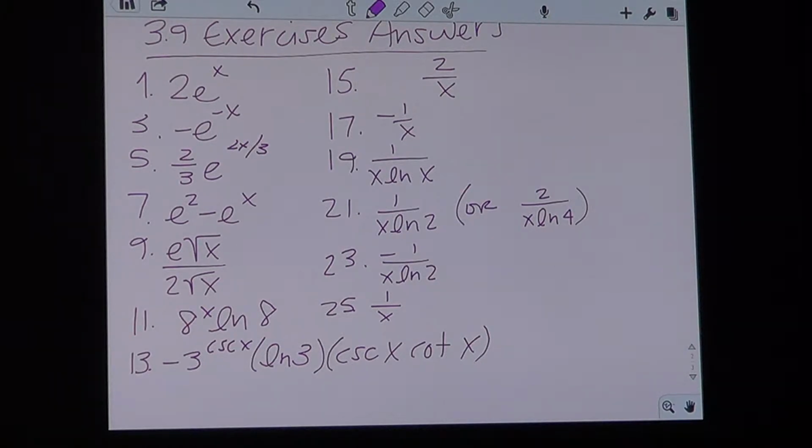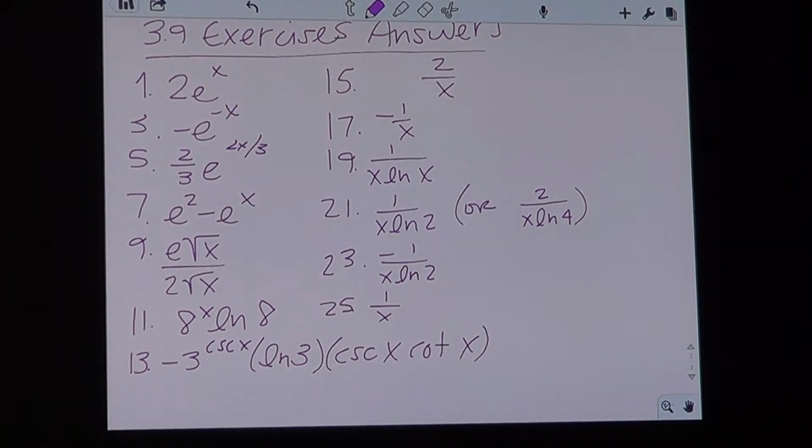13, I have the same exact answer, but why is it negative? Yeah, me too. Is it because the derivative of cosecant is negative? Maybe I'm wrong. Oh yeah, it is. That's why. Okay, we just got it. Okay. What else?